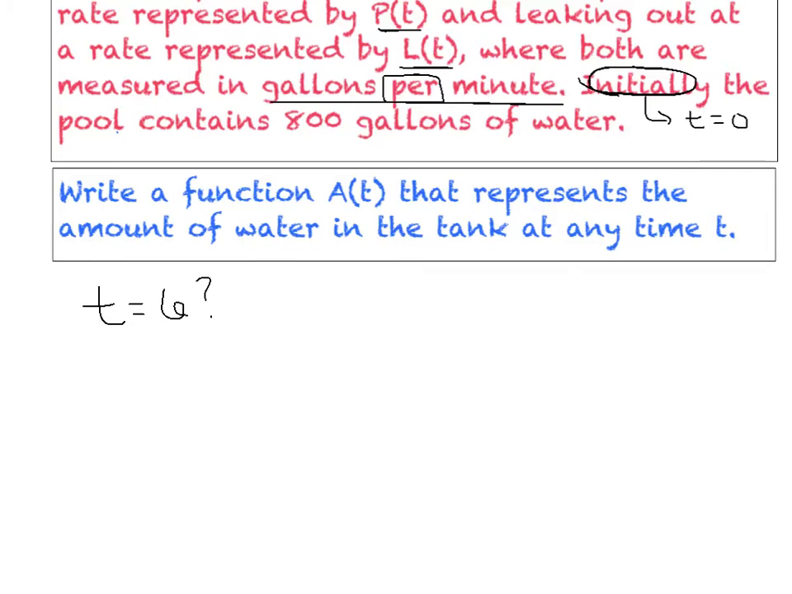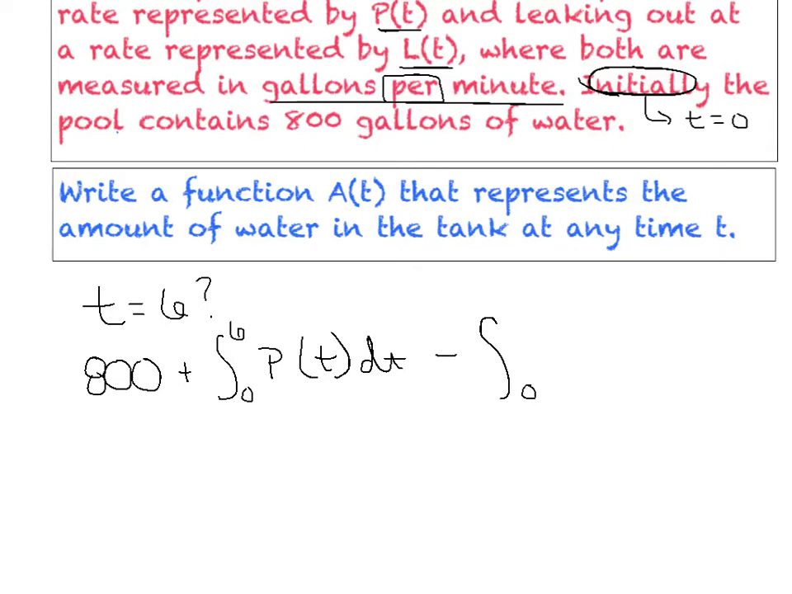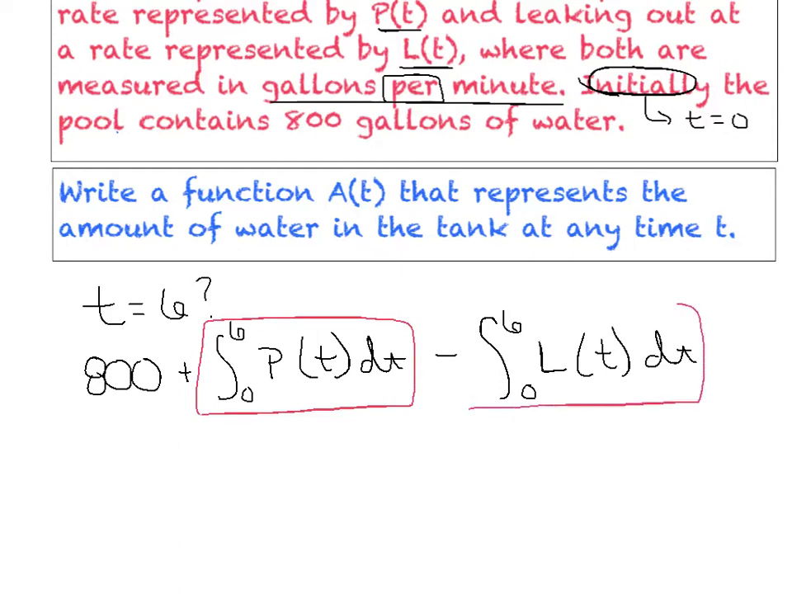Well, the first thing I would do is I would say, well, I know I've got 800 to begin with. On top of that number, I would add the integral from 0 to 6 of P of T dt. And then from that total, I would subtract the integral from 0 to 6 of L of T dt. So I'm calculating the amount that has entered during that time span. I'm then calculating the amount that has leaked out during that time span. And we're putting it all together to get a total amount at T equals 6. So thinking about that process, I hope it's going to springboard us into this next idea of tackling this A of T function.